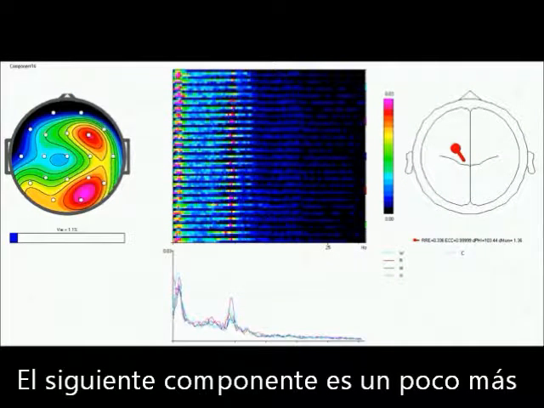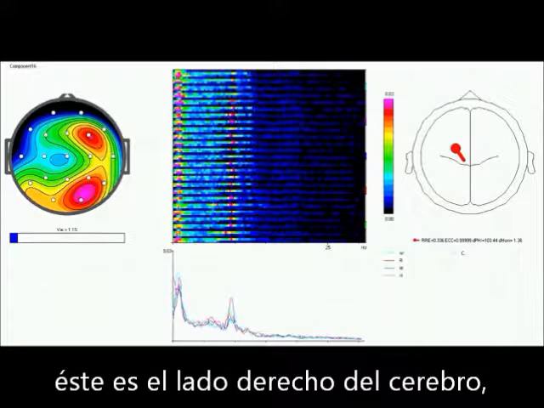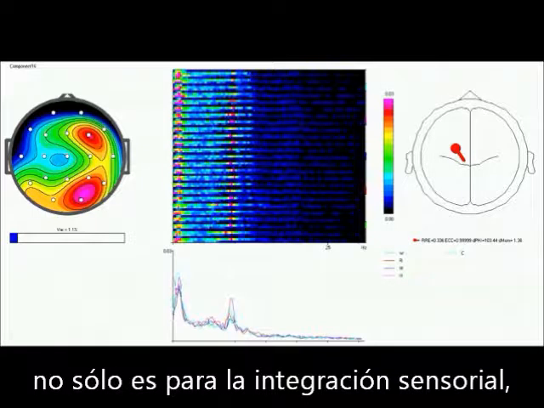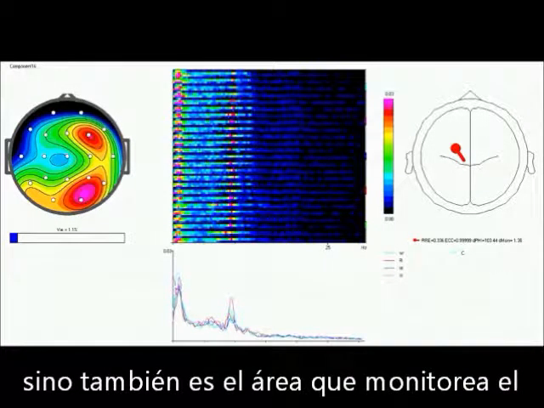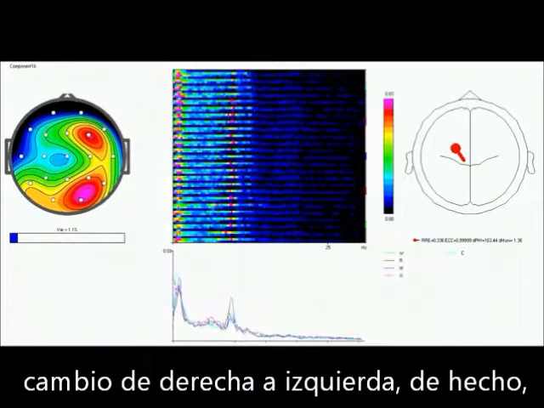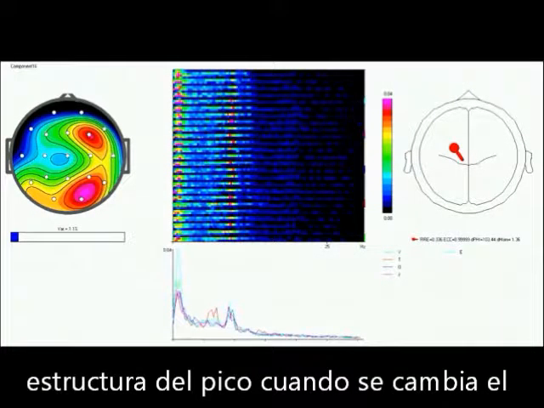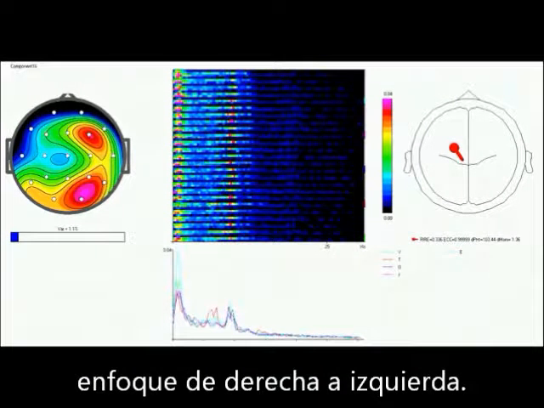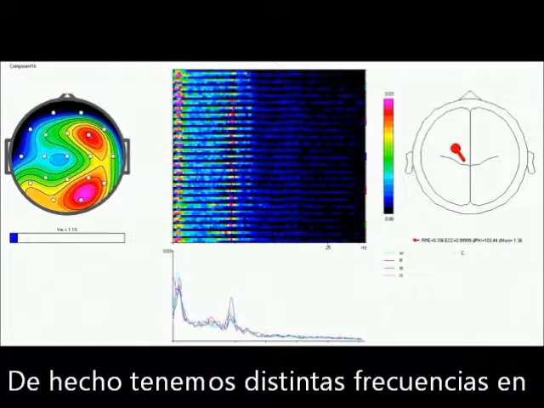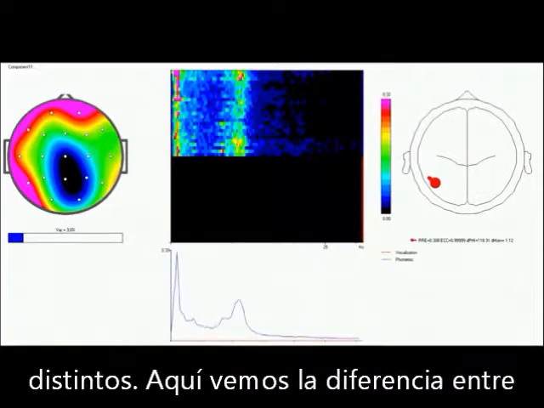The next component is a more complex one. It's spatially not isolated. This is the right side of the brain. It's not only sensory integration at the back, but it's also the right frontal monitoring area, and it also has a shift right to left. In fact, you can see there's a separate peak structure when you shift focus right versus left. We're actually getting different frequency peaks popping up. So we're getting distinct impacts.